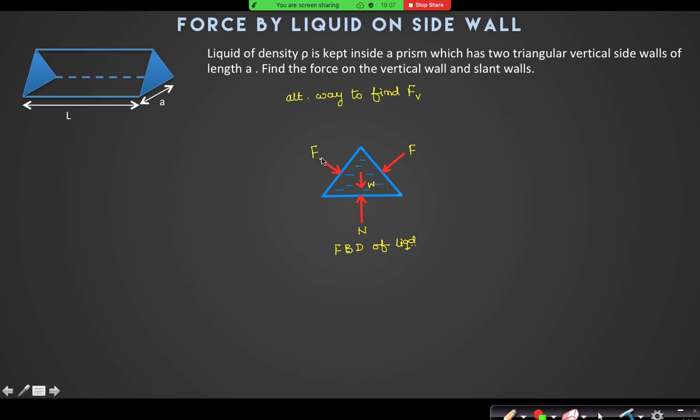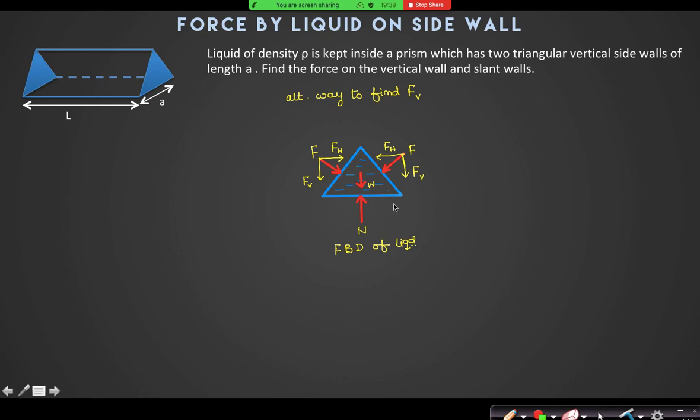Now here you cannot find the horizontal component of the forces because the horizontal components will cancel out. These are the same value of force, the horizontal component that we have calculated earlier. But these are the vertical components. On the fluid it is downward, on the container it was upward.